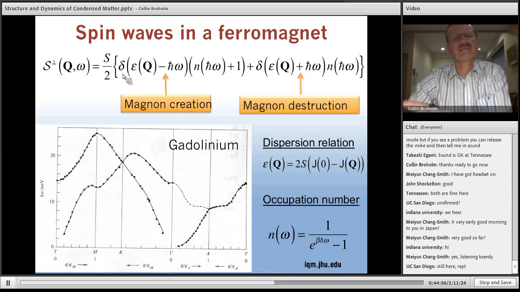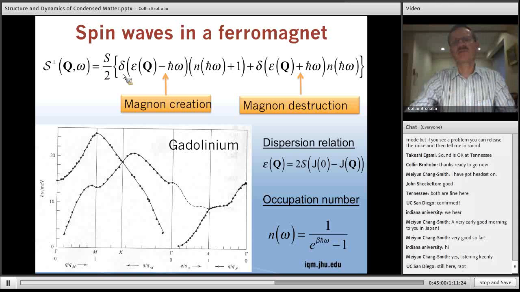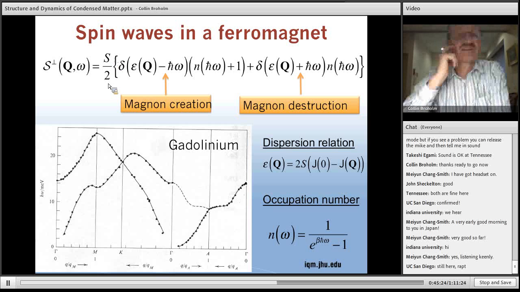And let's just for simplicity think of the case of temperature equals 0. So when temperature equals 0, this term will actually completely vanish, and the n of omega, which is the Bose population factor, will vanish. And I just have this term. So you can see that when I integrate over it, it'll just vanish. And I end up having a total integral of S of Q and omega being related to S. We can argue about the halves and so on, but let's not get into that.